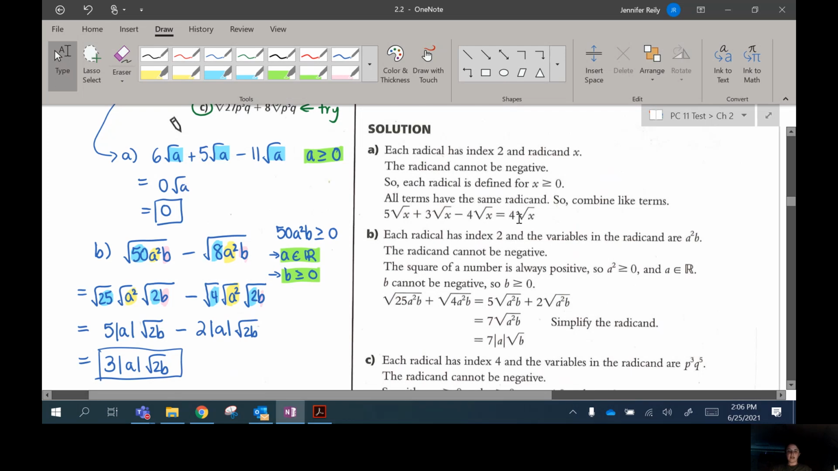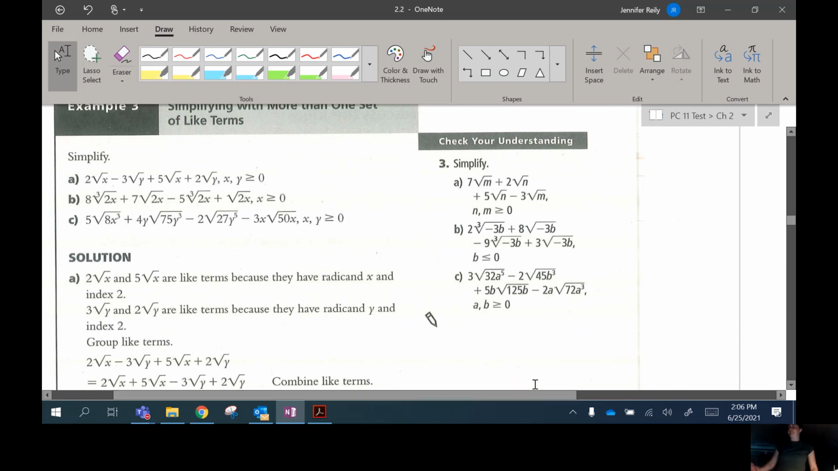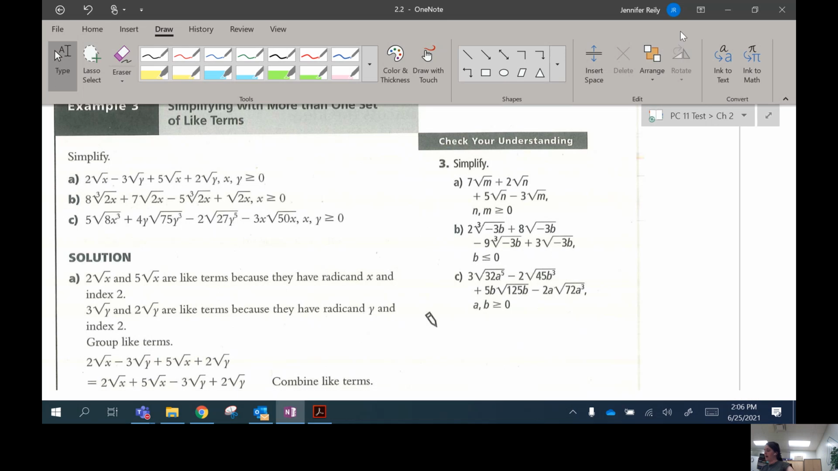Let's go to check your understanding number 3. I'm going to be doing, my lights are staying off, there we go. I'm going to be doing part C. You can try A and B for yourself. I'll be doing part C.